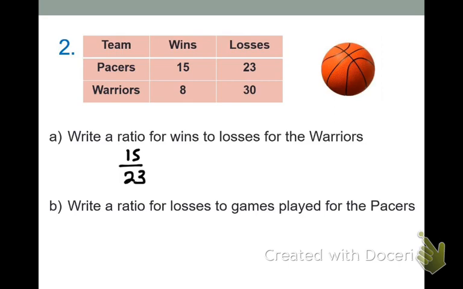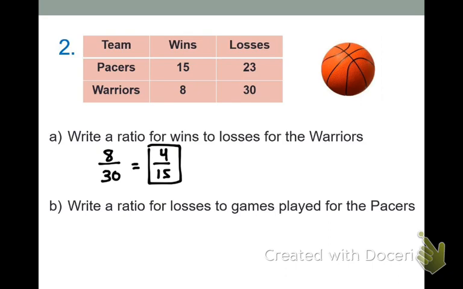Do you guys agree or disagree? Disagree. Why do we disagree? Notice you did Pacers, but careful because it's asking for the Warriors. So, can you correct that for me? 8 over 30. Okay, instead of saying 8 over 30, 8 to 30. That's my ratio. Can that be simplified? What would it be? 4/15. Okay, you can show me that you divided by 2 if you want, or you can just show it to me simplified. So it is 4 to 15.